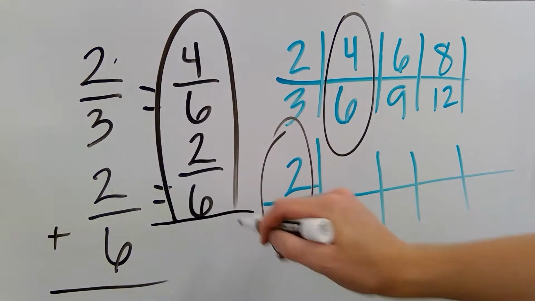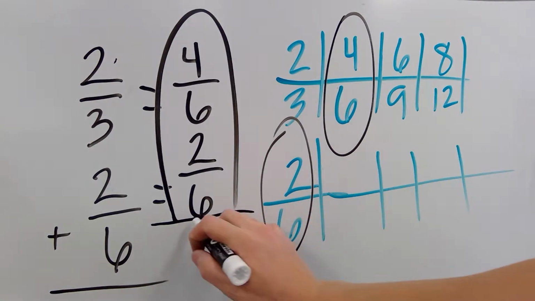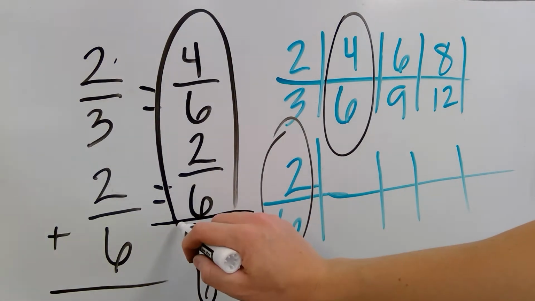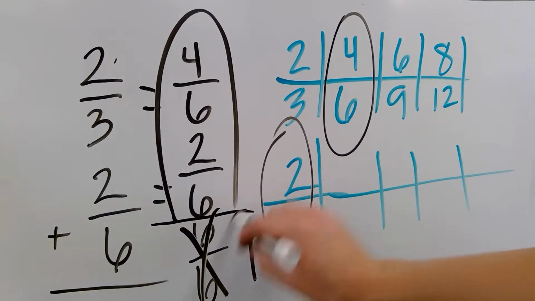Now, can I add 4/6 and 2/6? Absolutely. It is 6/6. It is 6/6, which really equals 1 whole. So I could leave it as 6/6, or I could change it into 1 whole.